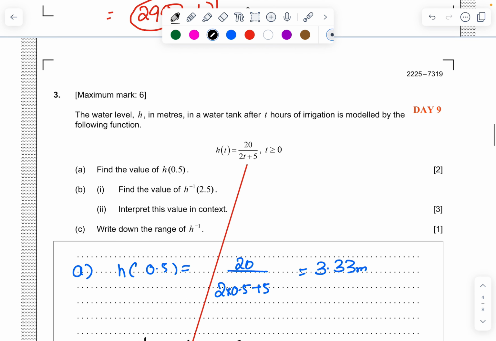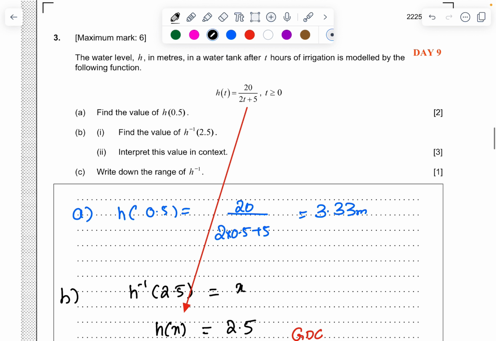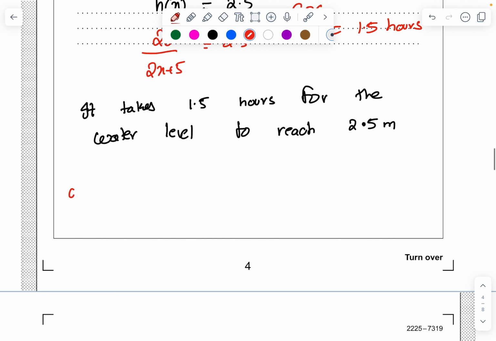Next, find the range of H inverse of x. So the range of H inverse of t. What should be the range? The range of H inverse is the domain of H, which is nothing but t greater than 0. So the part 2 answer is going to be t greater than or equal to 0.